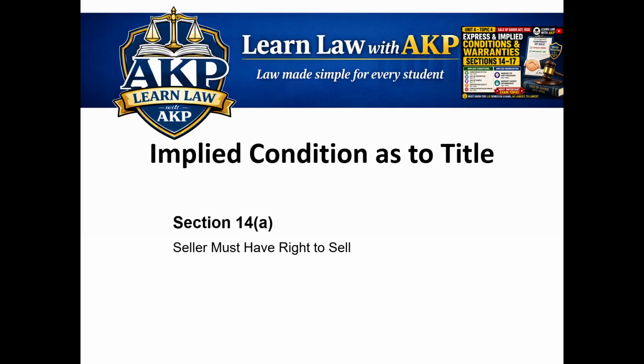Now, section 14 provides an implied condition that the seller has a legal right to sell the goods. For example, if a person sells a stolen motorcycle, the true owner can reclaim it. The buyer can then recover the price from the seller. This condition protects buyers from purchasing goods from unauthorized persons.